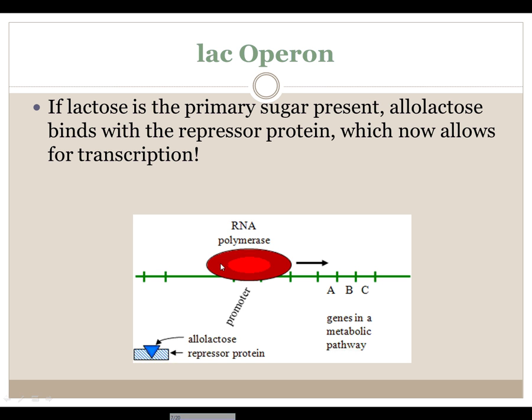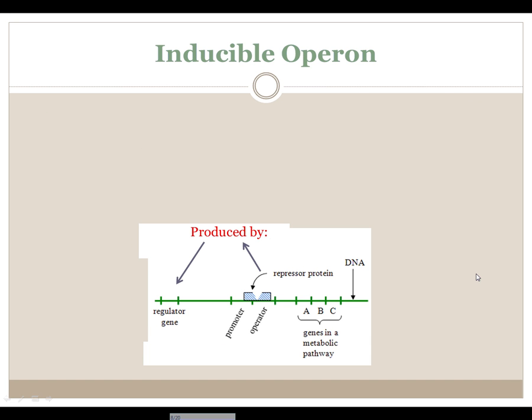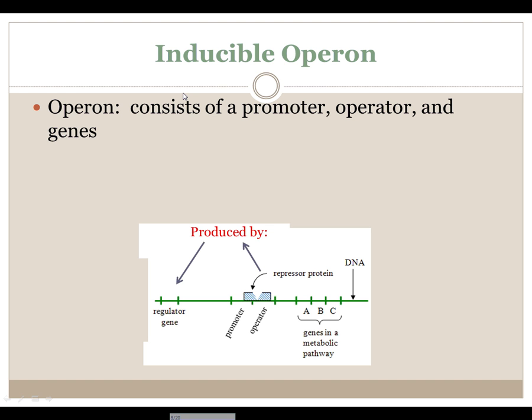And so what this does is, because we've taken the repressor protein off, that allows for transcription. Okay, now here's a new word: inducible operon. Okay, inducible, what does that mean? Well, an operon consists of a promoter, an operator, and the genes.